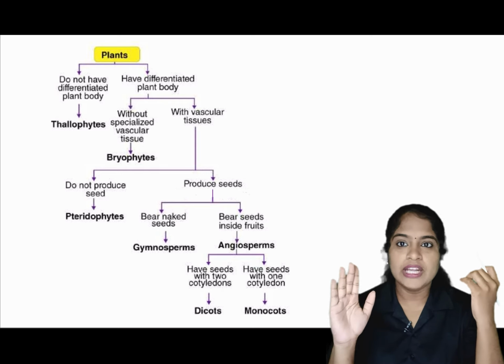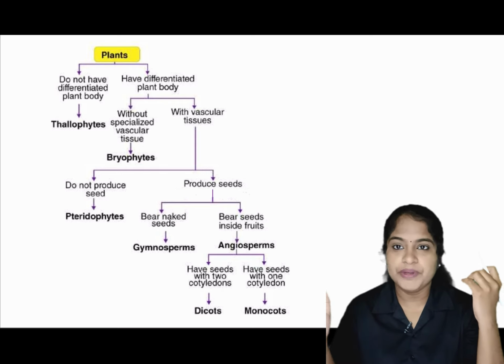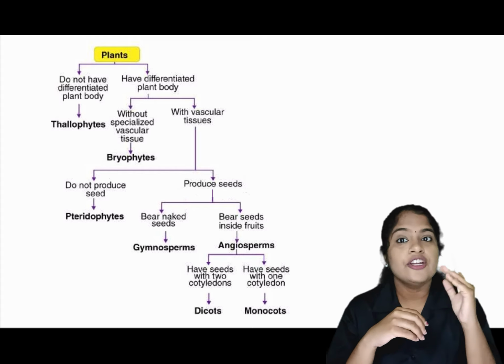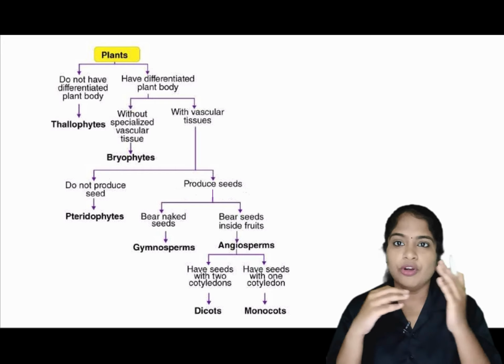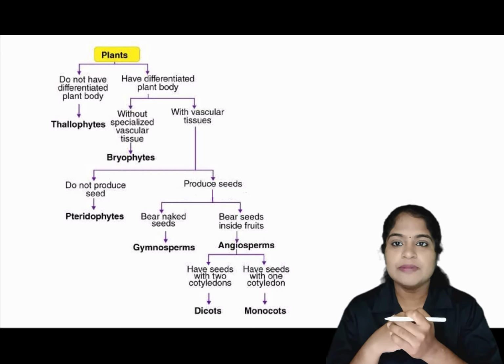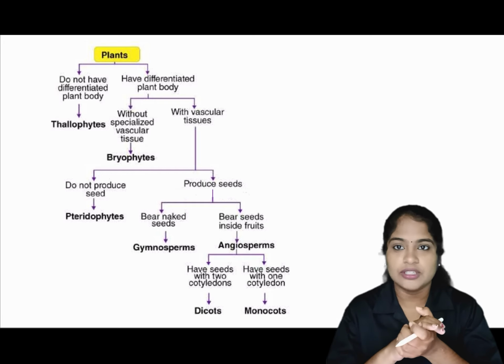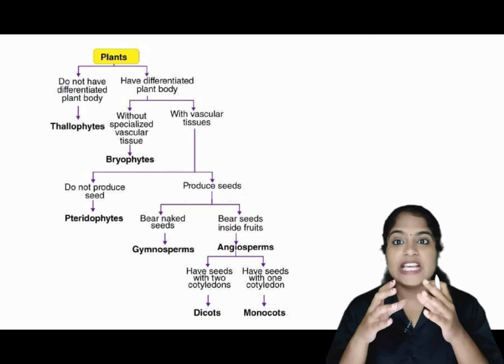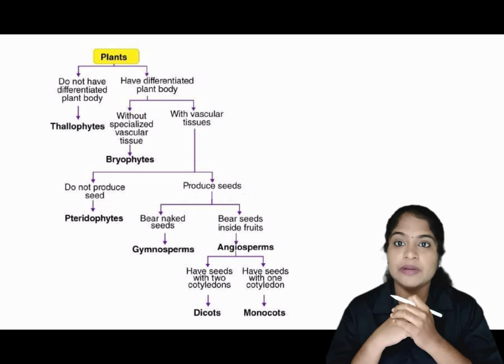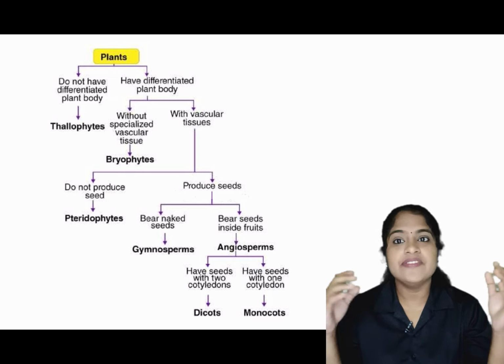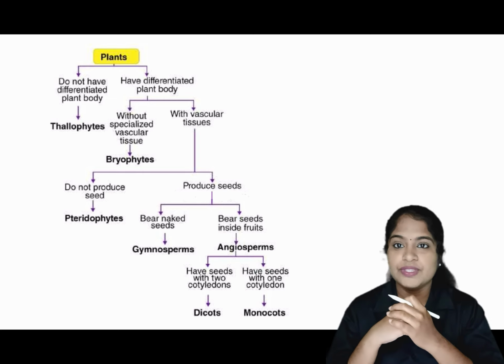The plants which do not have a well differentiated plant body were grouped under the division Thallophyta, and all the plants which do have a differentiated body were again classified into 2 based upon whether they have a proper vascular system or not. What is the vascular system? Vascular systems are nothing but xylem and phloem which help in transportation in plants. All the plants which have a differentiated body structure but do not have a vascular system were classified under division Bryophyta, and the plants which have a differentiated plant body and a vascular system were again divided into 2 based upon whether they produce seeds or not.